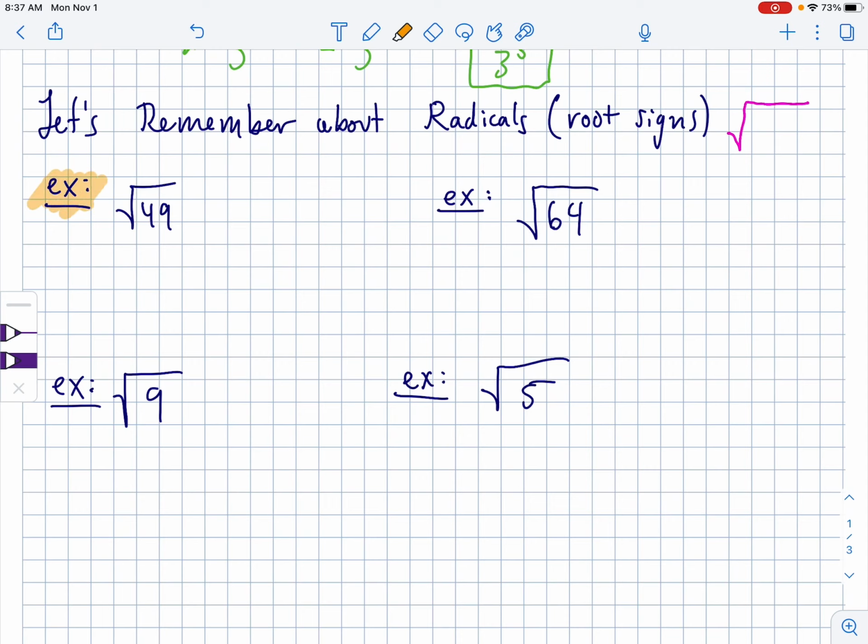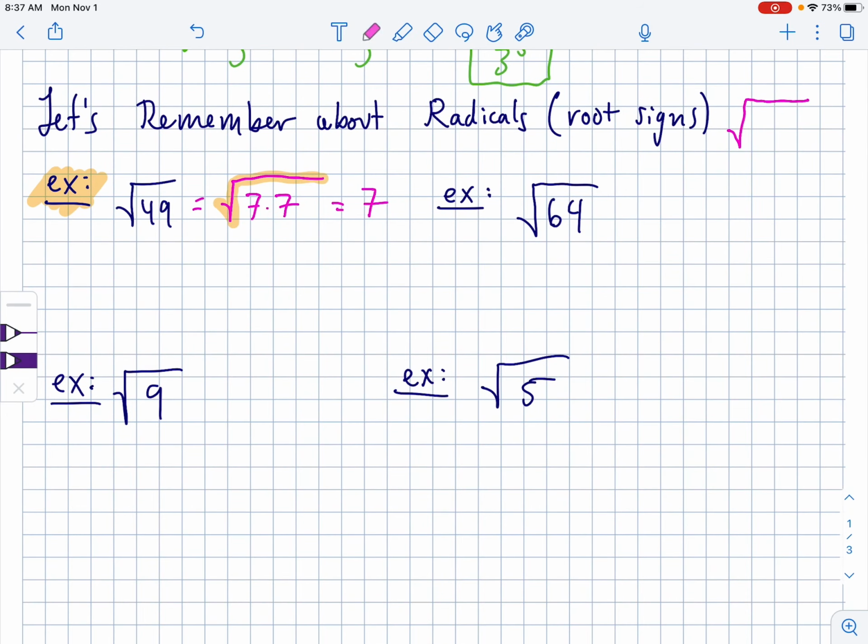So this first one here, the square root of 49. Remember that with a square root, you're trying to find a number that times itself gives you 49. So if I break this down into 7 times 7, that means the square root of 7 times 7 is just 7. One thing I want to note is that you can actually break these radicals apart: square root of 7 times 7 is the square root of 7 times the square root of 7. So this is equal to 7. Another way to think of that is that it's the square root of 7 times itself that gives you 7.